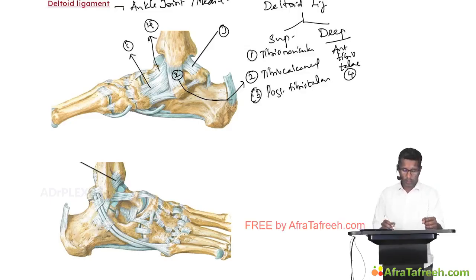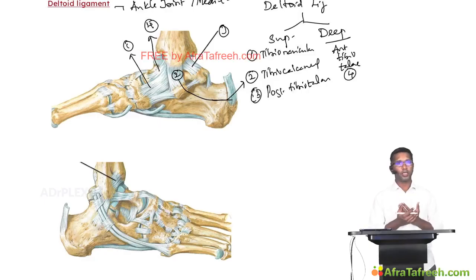So if you see these four components, these four components join to form the deltoid ligament. They support the joint on the medial side.